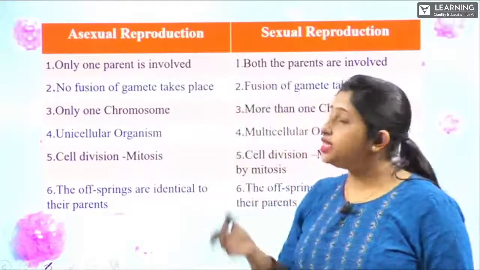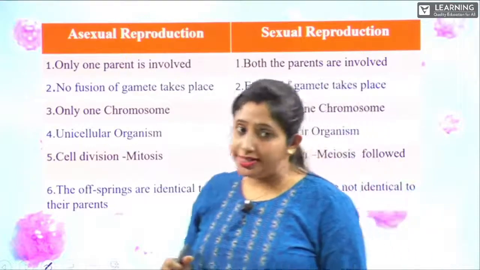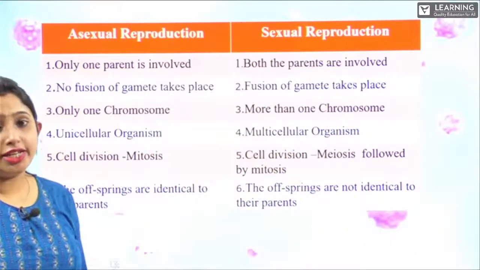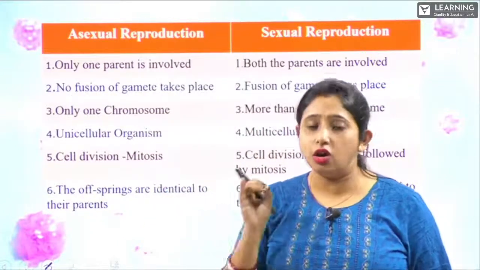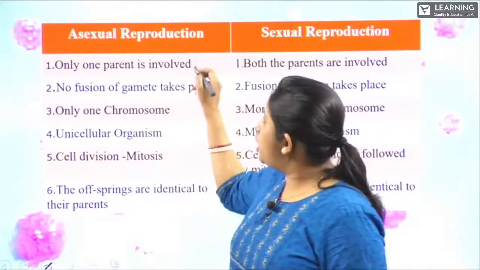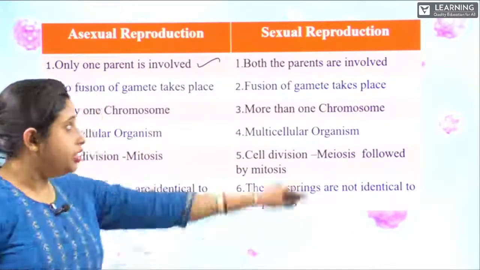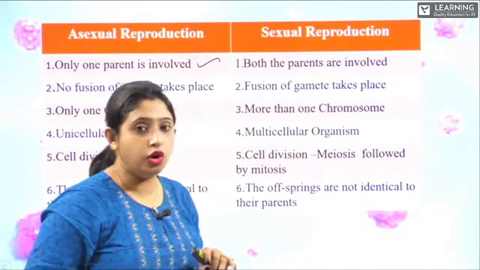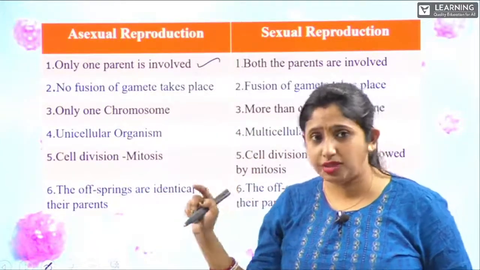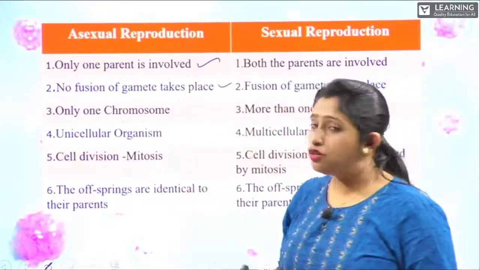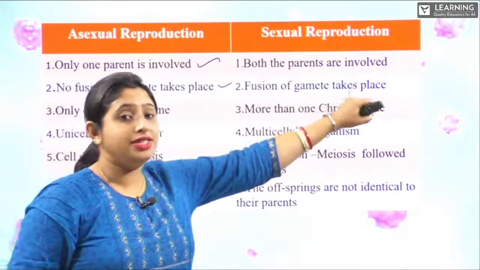So see, this is the basic difference between asexual reproduction and sexual reproduction. So asexual reproduction, where will it take place? In the case of unicellular organisms. So only one parent is involved, right? And here both the parents are involved. When one parent is involved, there is no fusion of gametes, whereas in sexual reproduction there is fusion of gametes taking place.